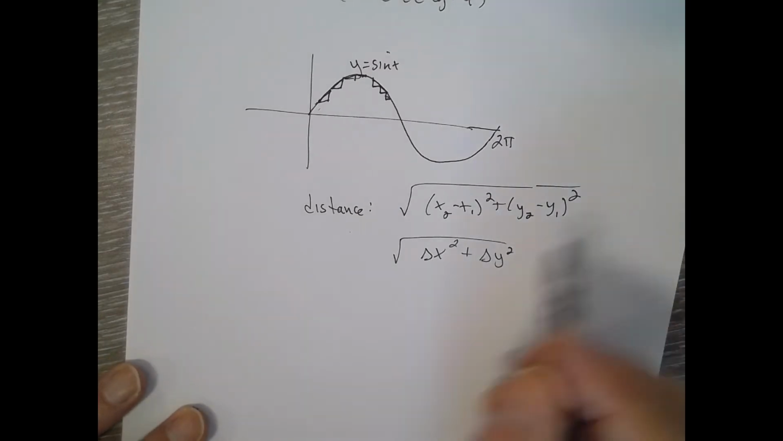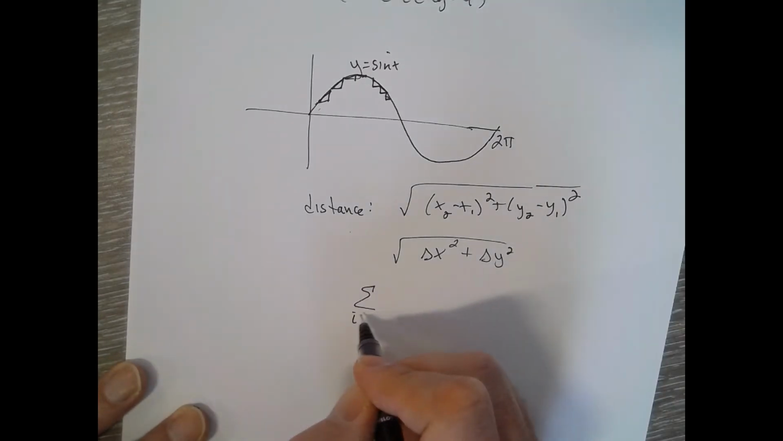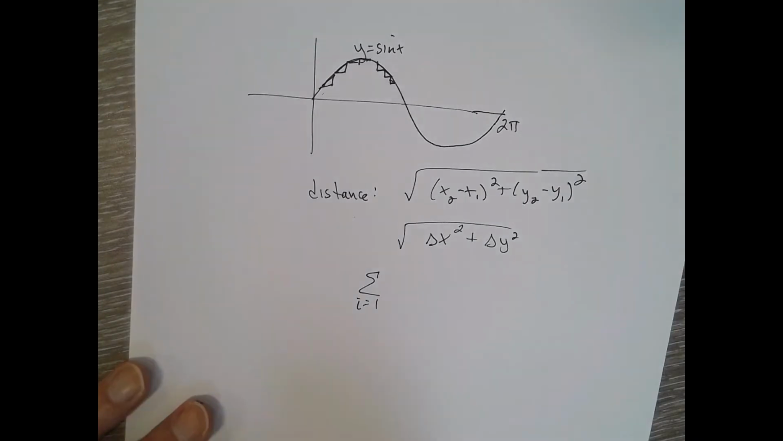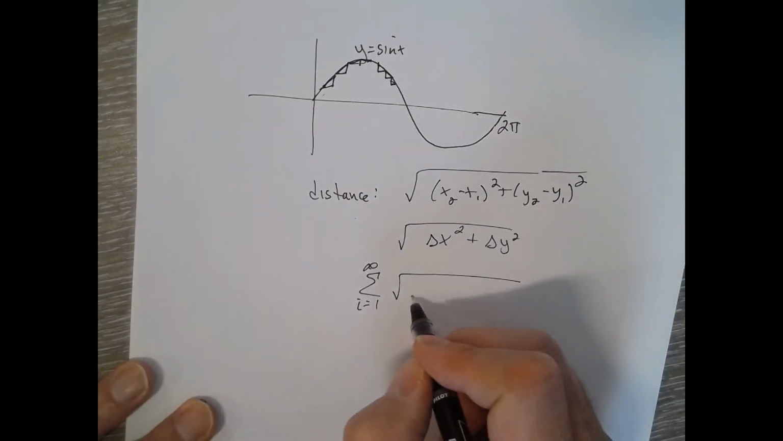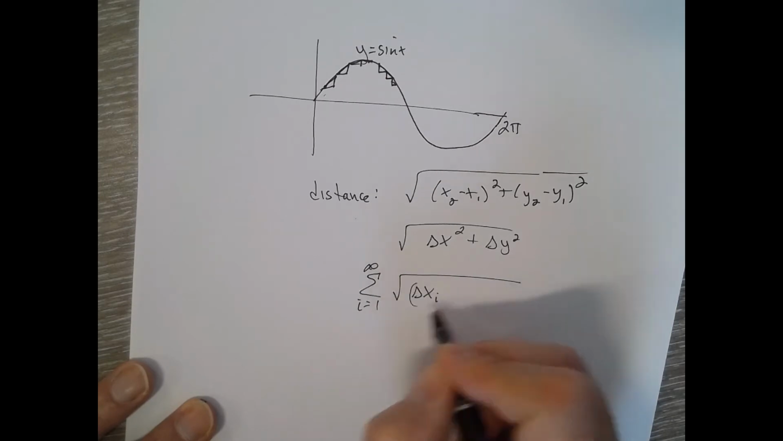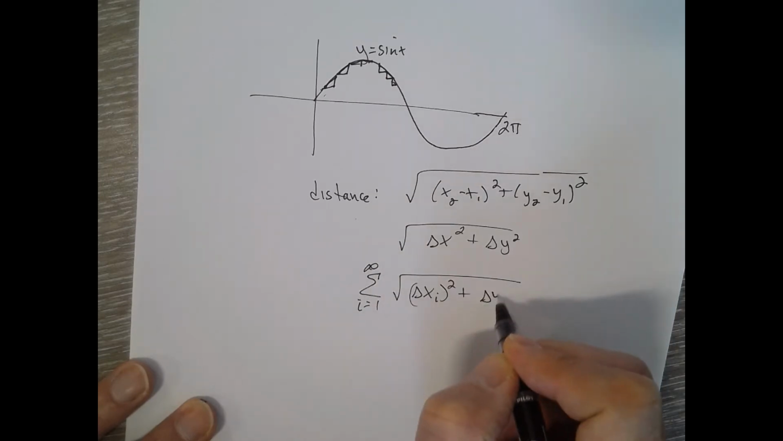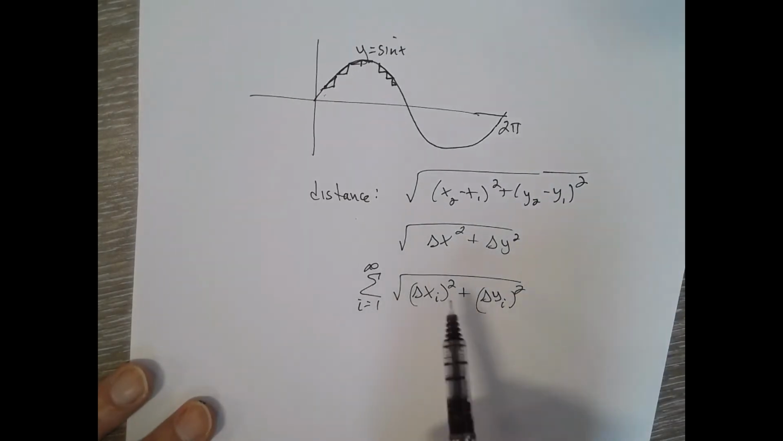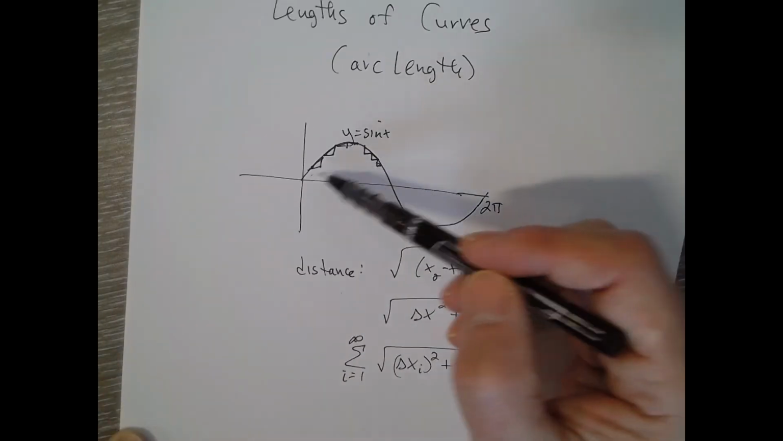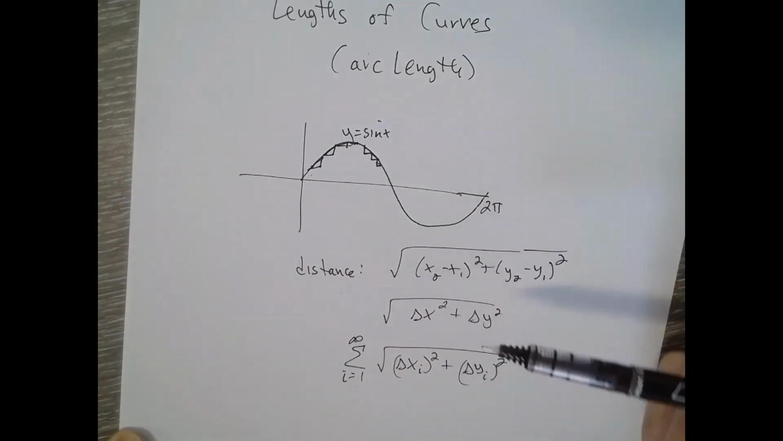If I wanted to sum them, I could say, let's go from 1 to infinity, I'll make an infinite amount of them. So it's now delta x sub i squared plus delta y sub i squared. So if I add up all of those from 1 to infinity, I will have the distance of this smooth curve if I have an infinite amount of triangles there.